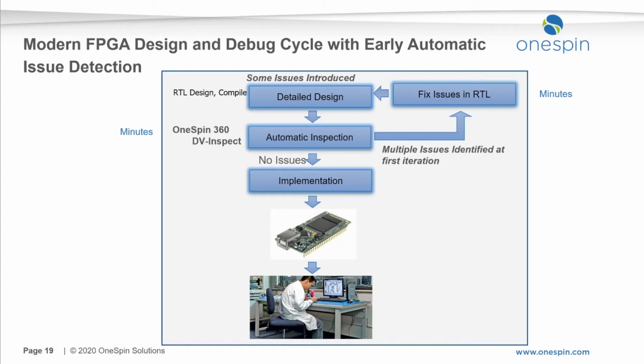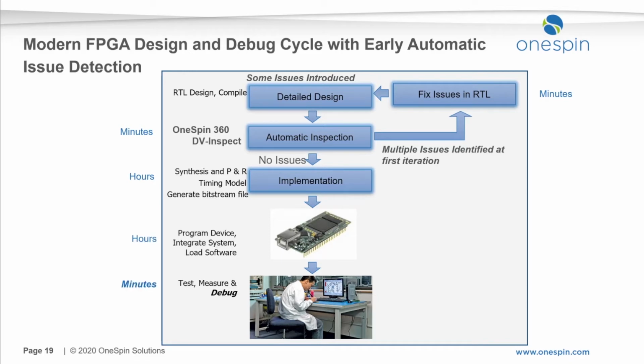And only when you're done with this and you have no issues, you will go to the implementation, which still takes hours, of course, and you will program the device, which still takes hours. But your debug will now take minutes because you would have eliminated all of the issues using automatic inspection. So there's really loads of savings here. You will cut down the number of implementations and these long cycles that you need to go through. Debugging will be much easier because you will have a proper debugger and you will not have to figure stuff out on the board itself. So there's really massive savings in the project schedule there.